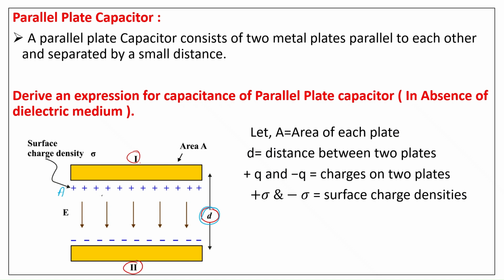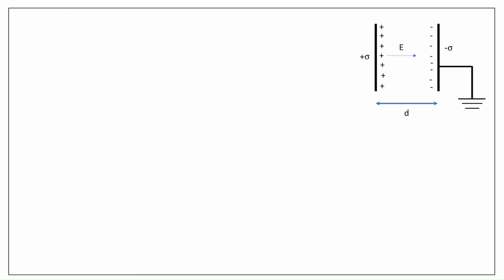Plus q and minus q are the charges on the two plates. Plus sigma and minus sigma are the surface charge densities. And E be the uniform electric field between the plates. We have C is equal to Q by V, mark as equation 1. And sigma is equal to Q by A, mark as equation 2.